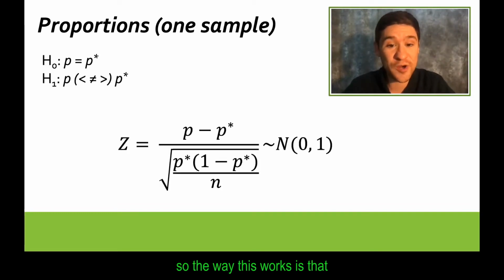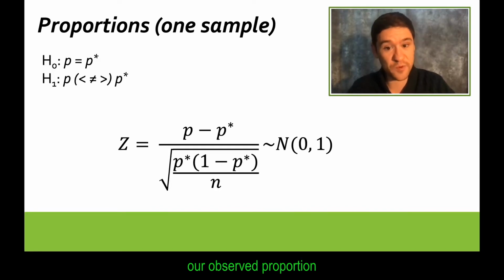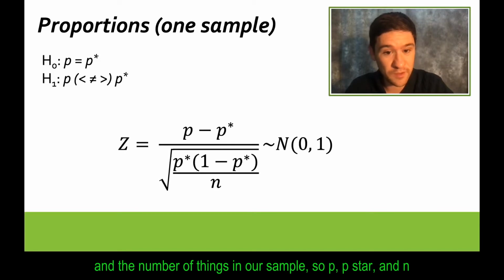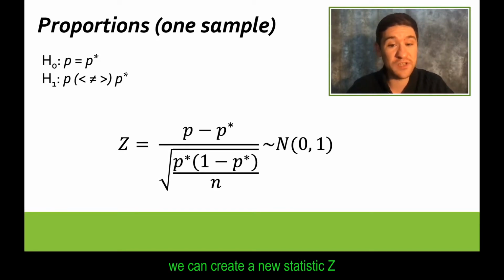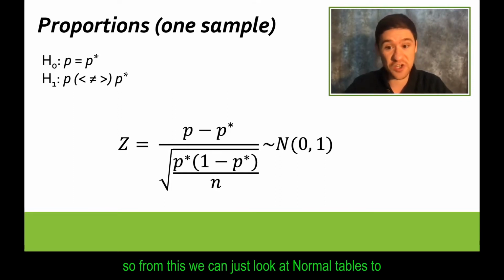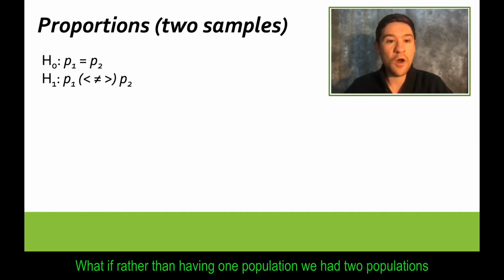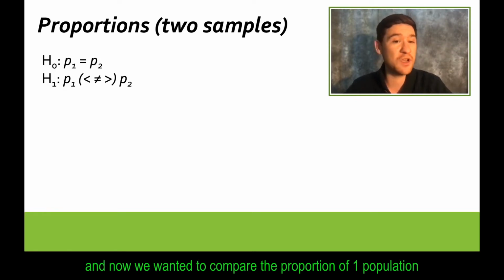The way this works is really neat. So the way this works is that out of our specified proportion, our observed proportion, and the number of things in our sample, so P, P star, and N, we can create a new statistic, Z, which follows a standard normal distribution. So from this, we can just look at normal tables to find our p-values. So that's really neat. What if rather than having one population, we had two populations, and now we wanted to compare the proportion of one population to the other?